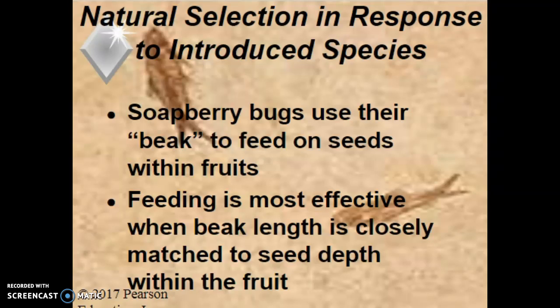We can also look at some introduced species, and we can see how that changes, because that's going to affect the fitness level. That's going to affect the food web. It's going to affect everything in the environment when a new species is introduced. So soapberry bugs are kind of a case study that your book talks through. And feeding is most effective when the beak length is closely matched to its seed depth. So that should sound familiar. That sounds a lot like Darwin's finches.